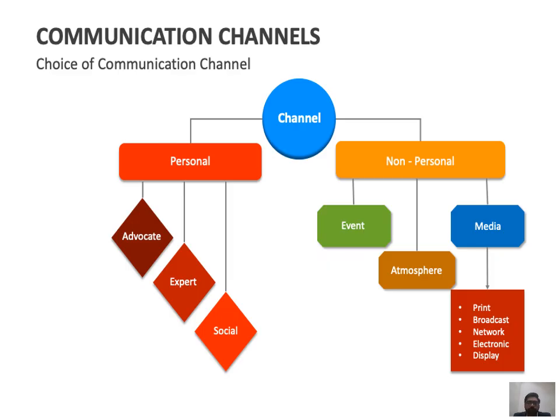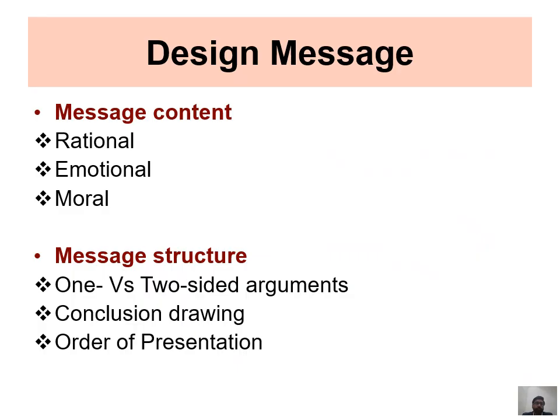So this is a summary of the different types of personal and non-personal channels that we covered. In the case of personal channels, this includes advocate channels, expert channels, and social channels. Whereas in the case of non-personal channels, this includes events, atmosphere, and media. Media may include print, broadcast, network, electronic, or display, which includes outdoor advertising also.